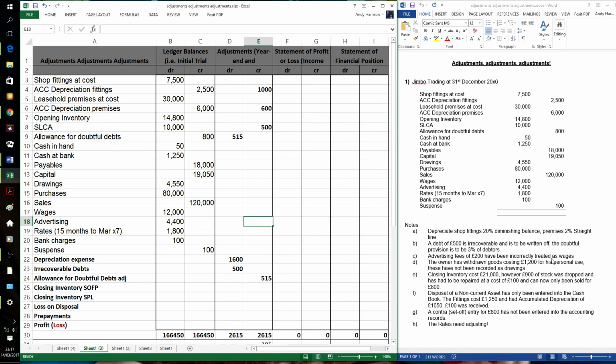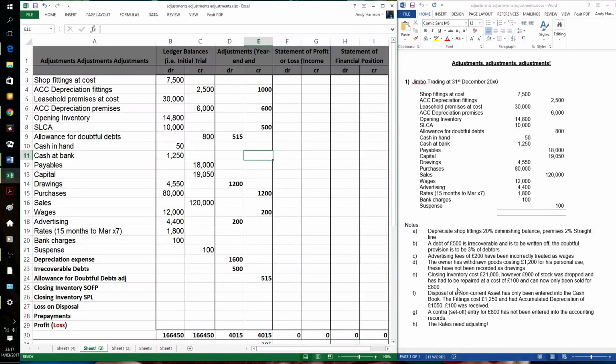Advertising fee incorrectly treated as wages, nice easy one to correct. Add it to the advertising. And the owner withdrew goods costing for personal use not recorded as drawings. Well, they should be. And we'll assume, because there's no other information, it's just coming off the purchases, the business entity hasn't bought it.